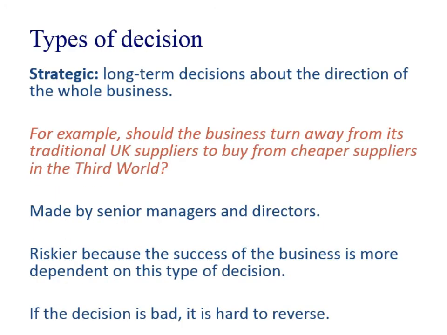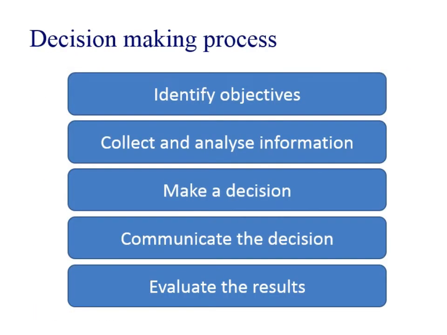Then higher up, you get your strategic decisions. So these are long-term decisions about the direction of the business. When you think about Ansoff's matrix and market penetration, product development, market development, diversification, those are very strategic moves that you make. It is riskier. You're determining the whole direction of the business, so this would be made by very senior people. And if the decision is a poor decision, it's going to be quite difficult to reverse, and it's going to be very costly for the business.